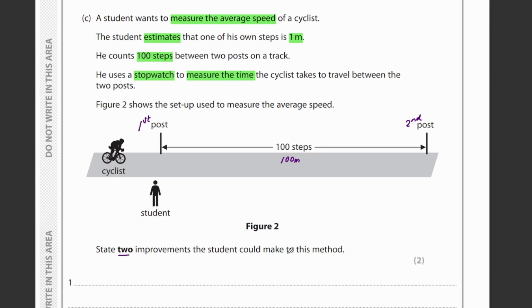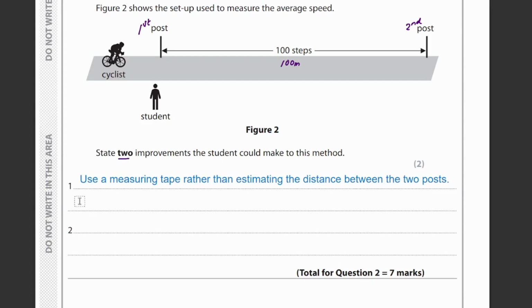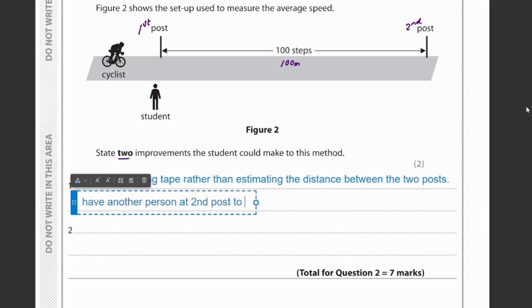So let's write down 2 points. There's more than 2 points that you could actually make. So the first point I would make is use a measuring tape rather than estimating the distance between the 2 posts. Second point I would make is that because the student is standing here, he will not be able to see when the cyclist is passing the second post. So he can use a second student to signal the student when to stop the timer. So our second point is going to be have another person at the second post to indicate when the cyclist passes.